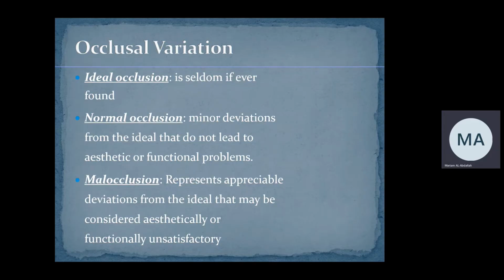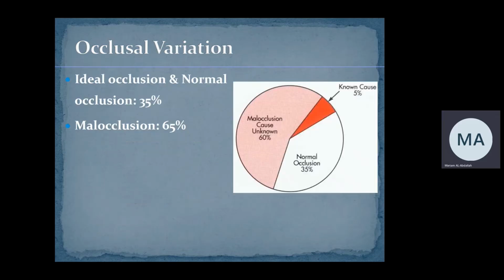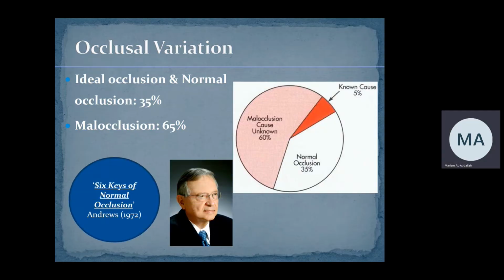When we say normal occlusion, it means that the patient does not have the ideal, perfect occlusion. He or she will have a little bit of deviations from the ideal that should not affect aesthetic or function. If these deviations do affect aesthetic or function, then we're talking about malocclusion. So the majority of the population will have malocclusion, the rest will have normal occlusion, and a little bit of the population, maybe less than 2%, will have ideal occlusion.